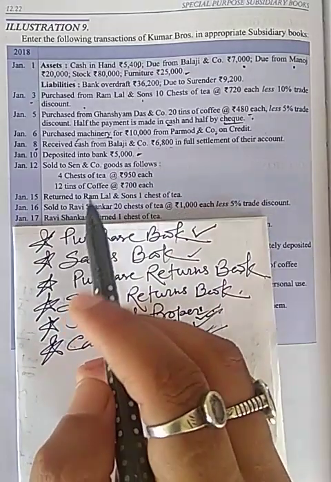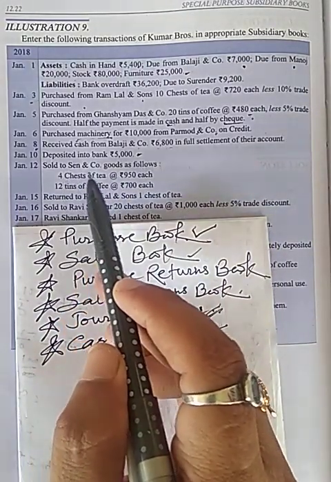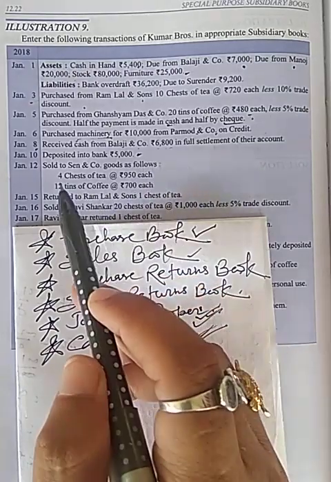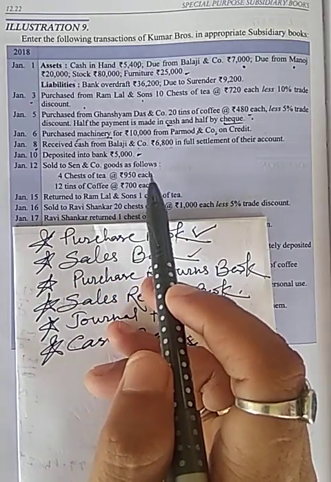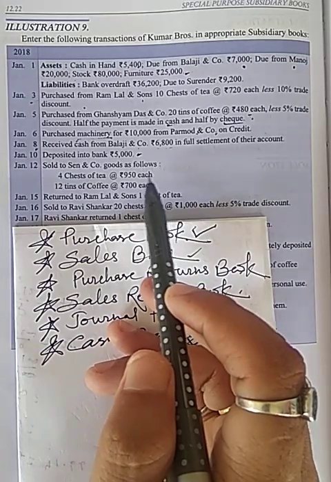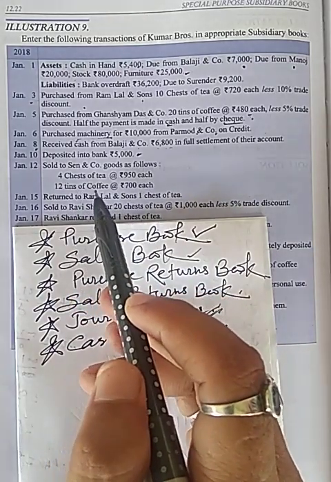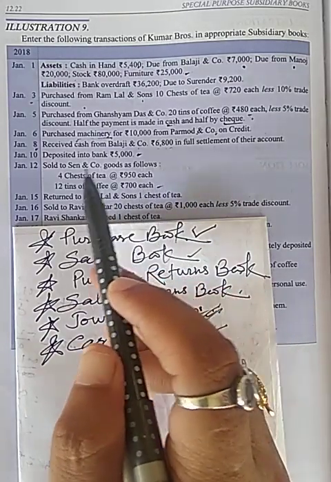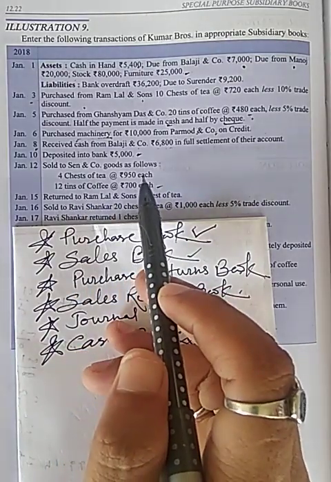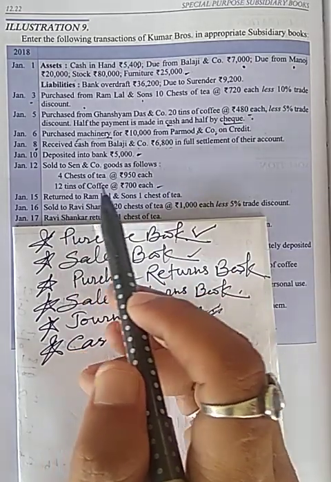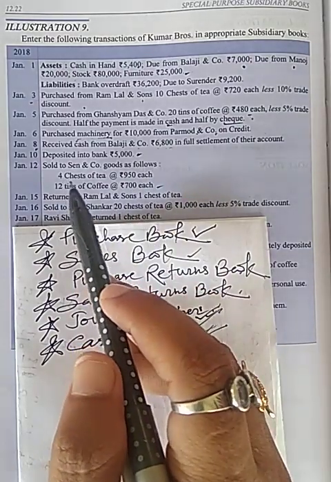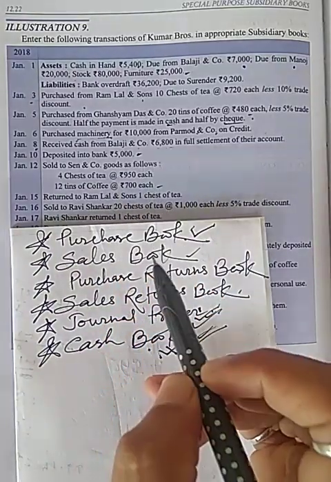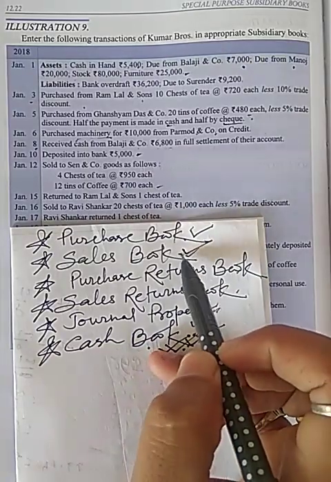Next is sold to Sen and Company goods as follows: 4 chests of tea at the rate of 950 each, 12 tins of coffee at the rate of 7 each. So this is a credit sale, and it will be recorded in the sales book.